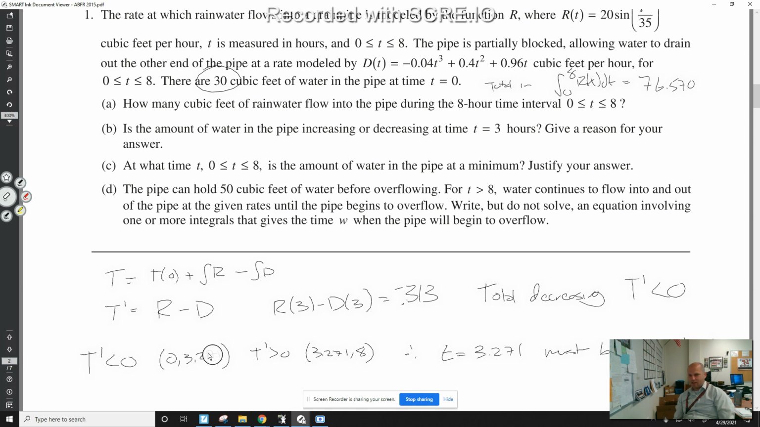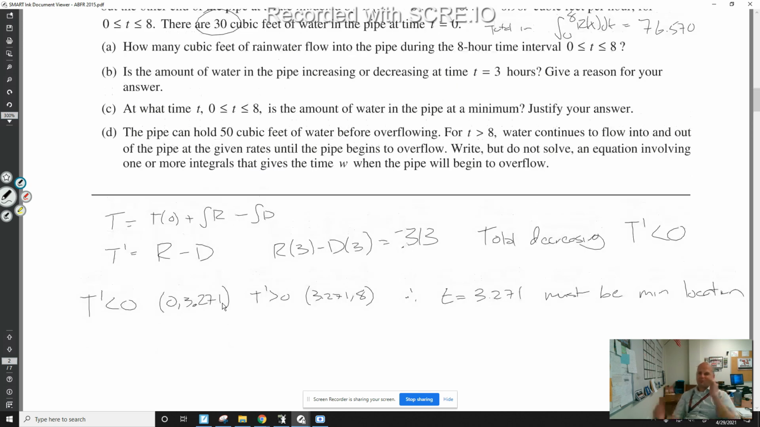When we look at the scoring guidelines, they're going to have this candidates test, and they're going to look at what the value is at 0, what the value is at 8, and what the value is at 3.271. They'll compare the three of them. But if you just do your job and do a proper sign analysis, you know that has to be the absolute min. You don't have to check an endpoint. You guys have a lot of practice with checking endpoints, and a lot of practice with knowing when you don't have to do it.